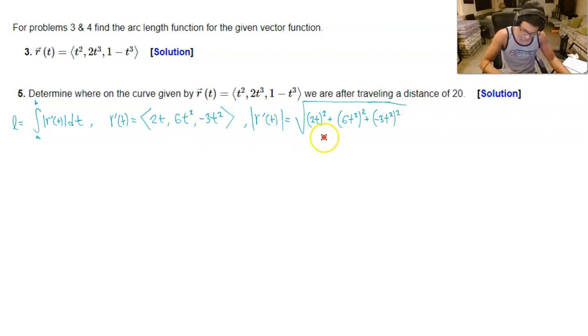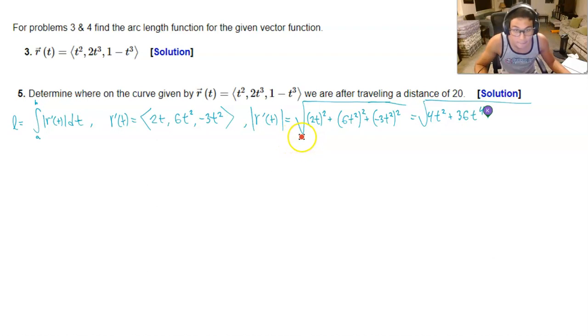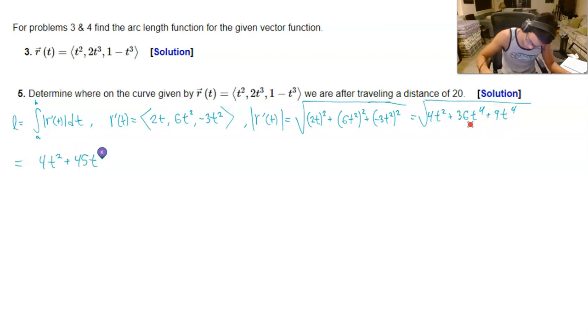So we're going to get 4t squared plus 36t to the fourth, and then plus 9t to the fourth. Okay, so I'm going to write over here now, and we're going to try to simplify this as much as we can. Let's group these together: 36 plus 9 is 45. So we have 4t squared plus 45t to the fourth.